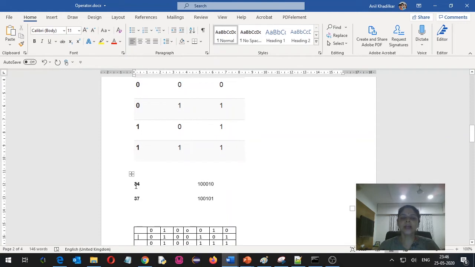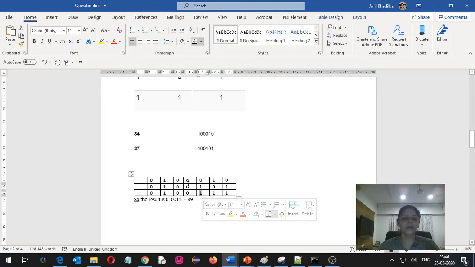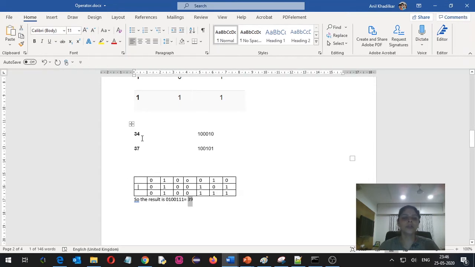I am using the same values, that is 34 and 37, and this is the binary representation of both these values. If you want to perform OR, you can see that everywhere 1 0 0 1 is there. So anywhere one value is 1, then the answer is 1, and when both the values are 0, then only the answer is 0. So the result for this OR operation will be 1 0 0 1 1 1, which is equivalent to 39 in decimal. So when you are using 34 or 37, then you will get the answer 39.